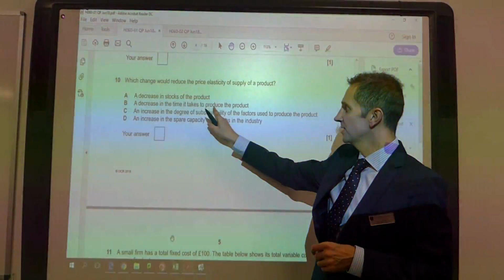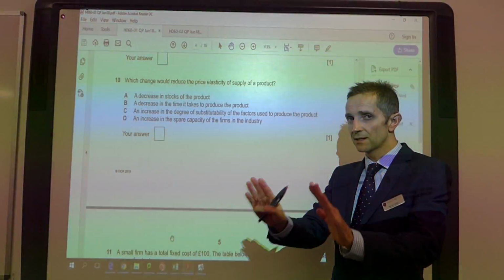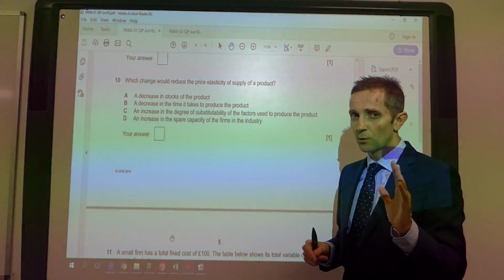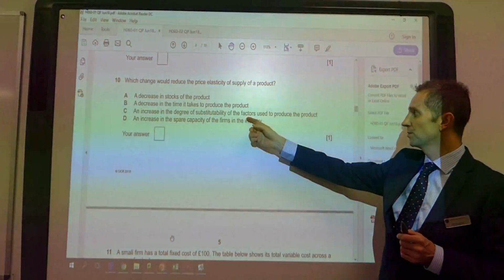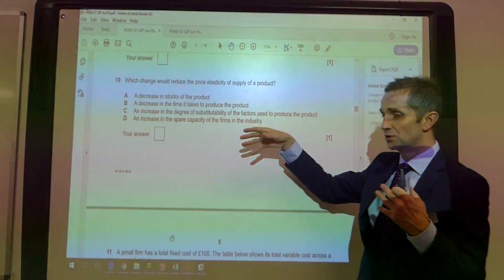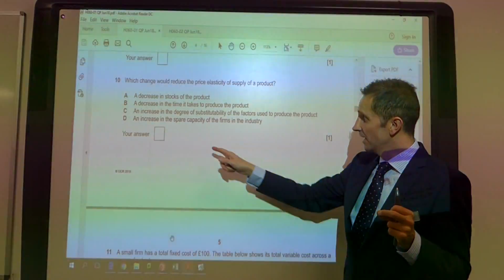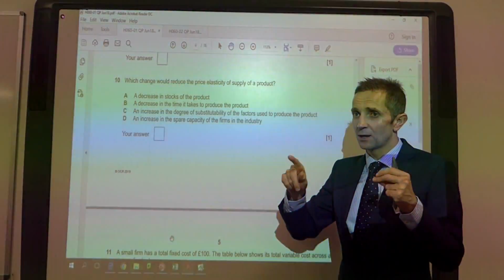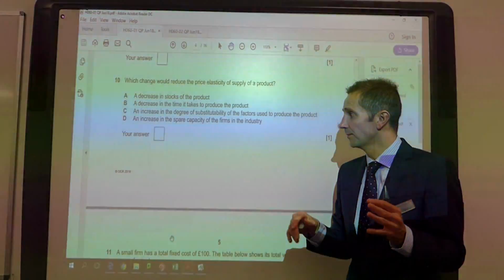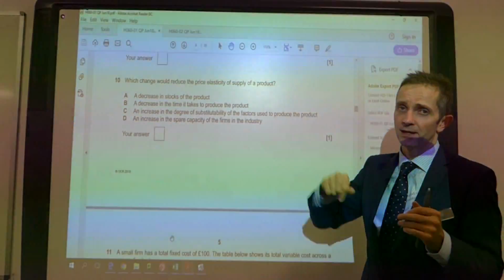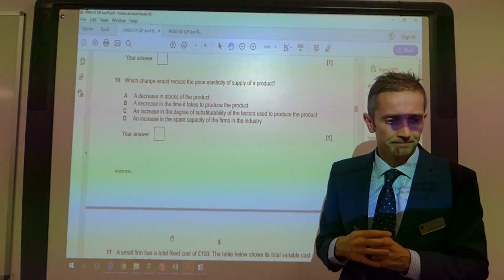A decrease in time it takes to produce the product. Well, that means you can produce it faster, so you could get more into the marketplace quickly. That would make it more elastic. An increase in the degree of substitutability of the factors used to produce the product. Again, that would suggest you can produce it faster. An increase in spare capacity, again, that would suggest that if needed, you could ramp up production to meet extra demand. So it's all pointing at A, 10A, and 10A is the correct answer in that instance.